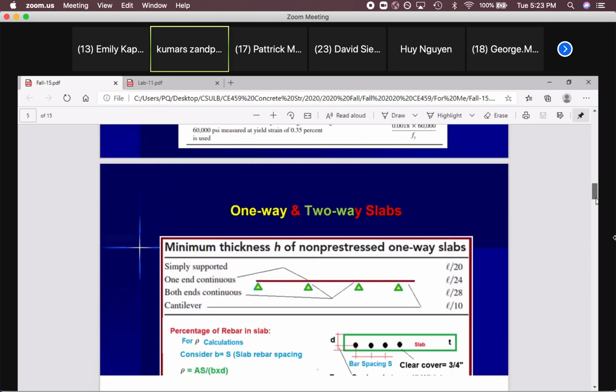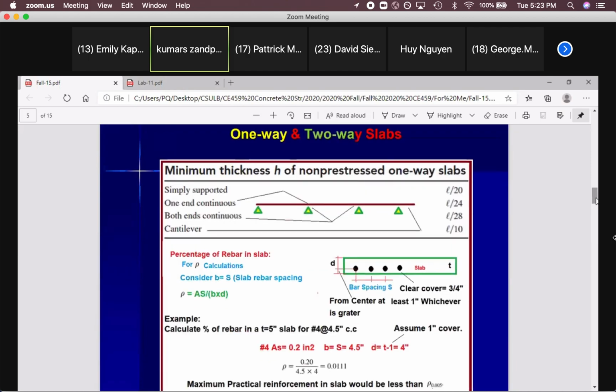Okay, how to guess the thickness? These are just for helping us get the thickness. It's not something that you have to use. It's just something you can start with if you have no idea, or you can change it if you want. If you have a simply supported beam, one span, simply supported, the thickness should be L over 20. Remember, these are for one-way slab. So simply supported span divided by 20.